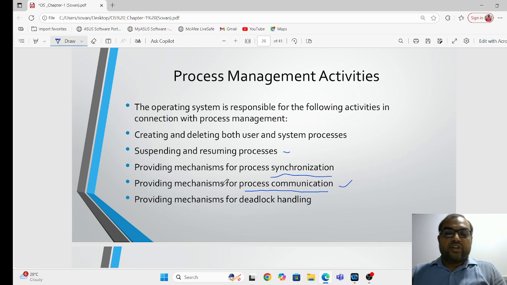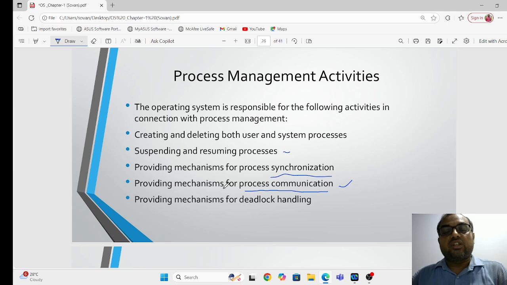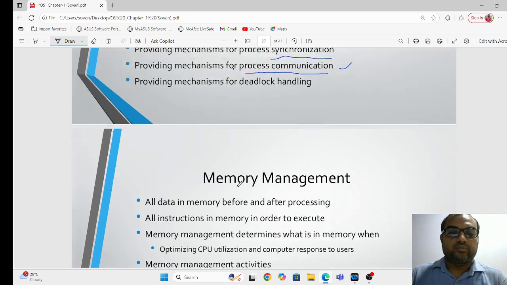Providing the mechanism for deadlock handling. If a deadlock occurs, then we need to know how to resolve the deadlock, or how to avoid the deadlock. Or if we synchronize the processes properly, then the deadlock will never occur. So the operating system can take the decisions; the main part of the operating system is decision making, so it can take the decisions for these handlings.